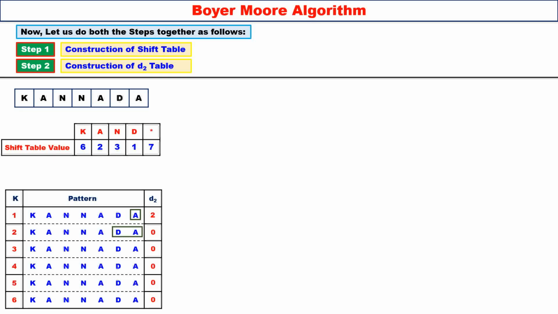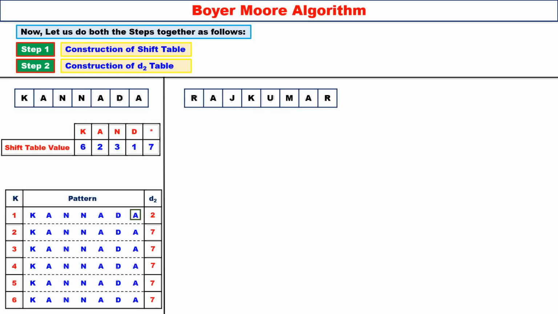Now, step 2. DA or A, is it found as the prefix? No. Therefore, it should be initialized to the length, which is 7. Similarly, ADA, DA or A, is it found in the prefix? No. Therefore, length. Similarly, NADA, ADA, DA or A, is it found in the prefix? No. 7. Here also it will become the length of the string.